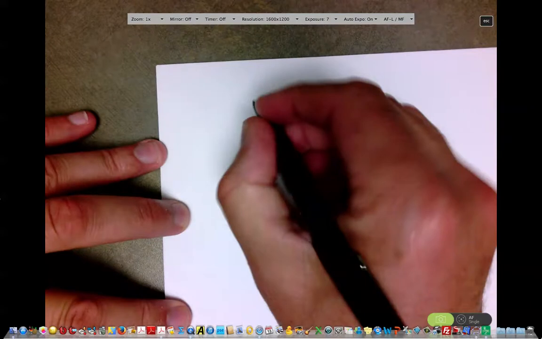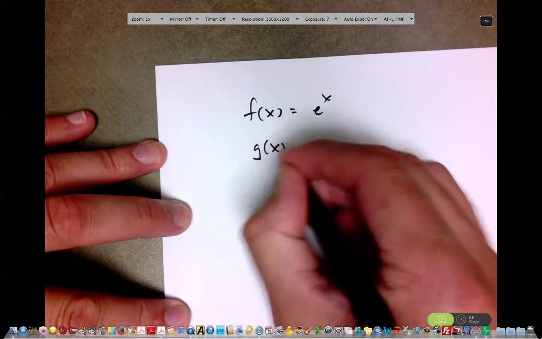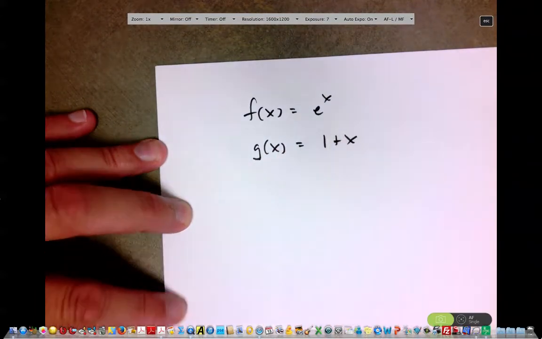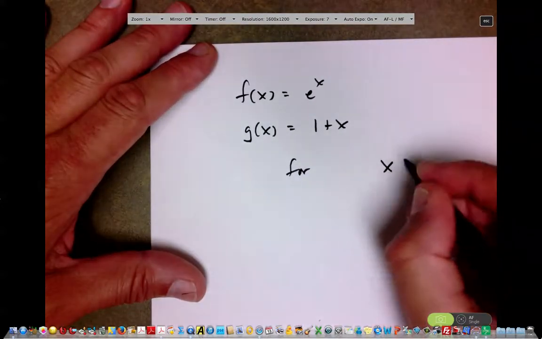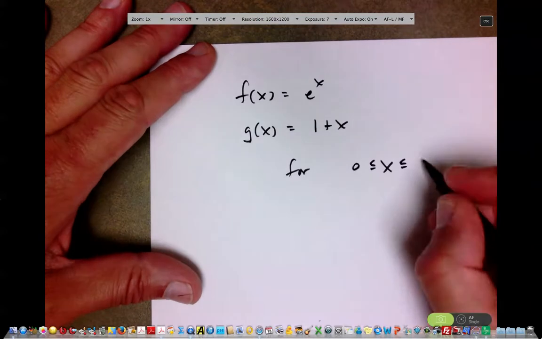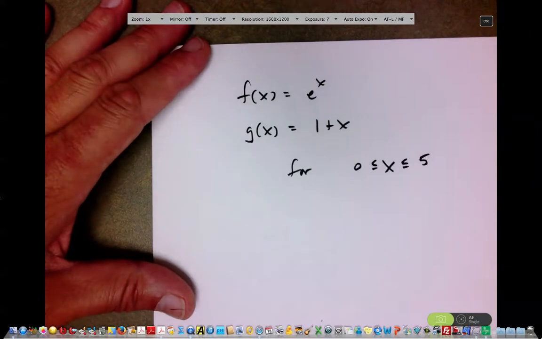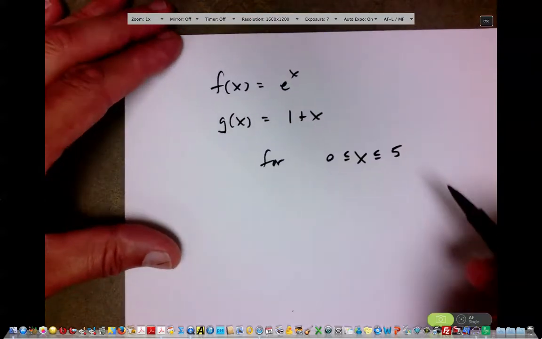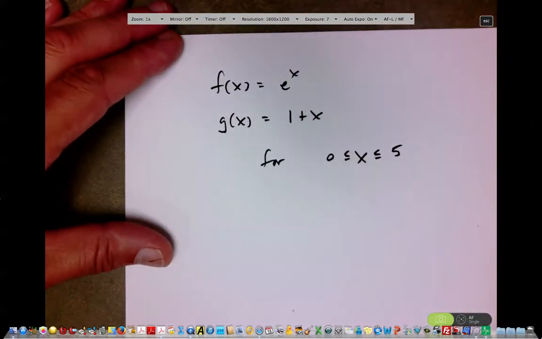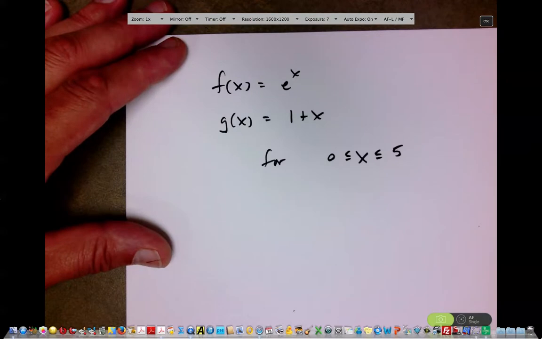Suppose that we're interested in two functions. Let's say f of x is e to the x, and g of x is equal to 1 plus x. The question here is, for x between 0 and, I don't know, 5, which function is bigger? If you think about this, we could just plug in numbers and see which one's bigger, but we've got an infinite number of points that we'd have to plug in. So what I'd like to do is try to apply the racetrack principle here and see if we can come up with an answer.